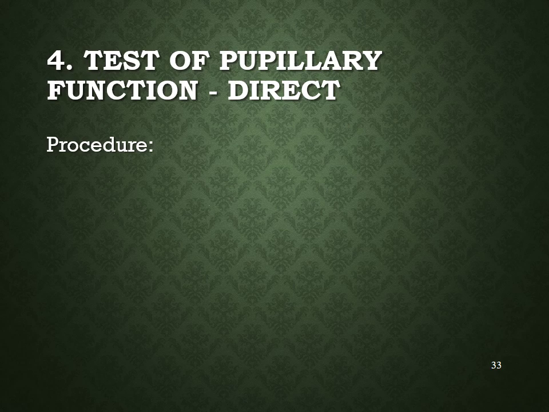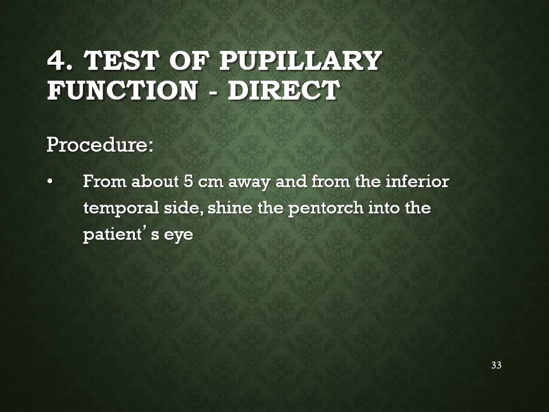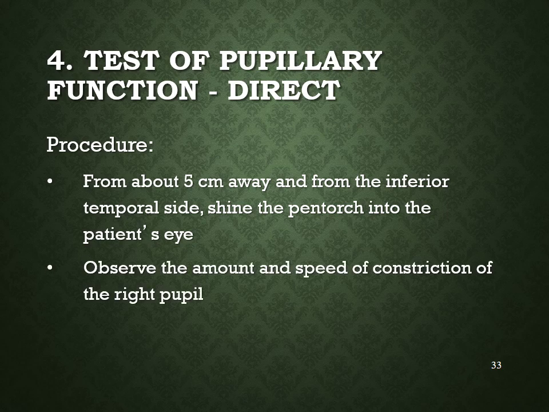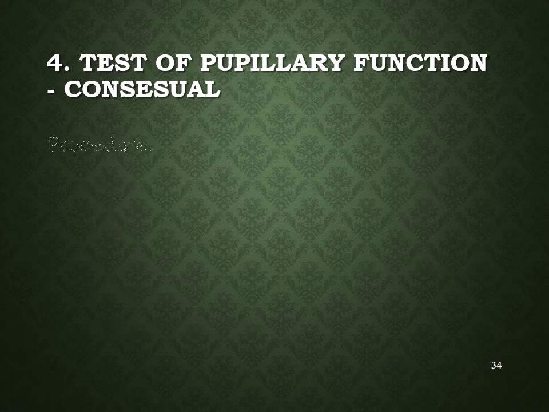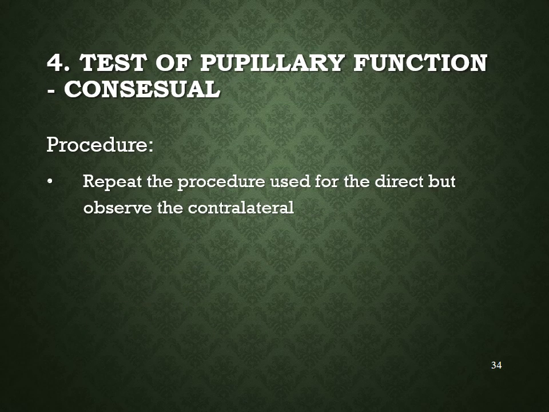Procedure for the direct test of pupillary function. From about 5 cm away and from the inferior temporal side, shine the pen torch into the patient's eye. Observe the amount and speed of constriction of the right pupil. Then please repeat for the left eye. For the consensual test of pupillary function, repeat the procedure used for the direct test, but observe the contralateral eye.